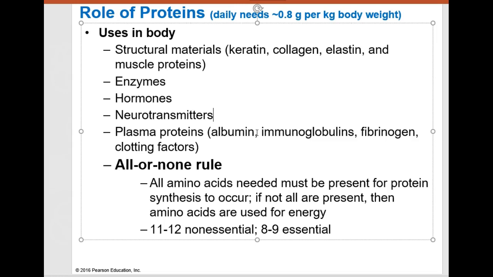The immunoglobulins, your IgA, D, E, M, G, those are all plasma proteins made of protein. Fibrinogen helps us create the fibrin clot, so that's a stable blood clot, and then the clotting factors that are made in the liver.